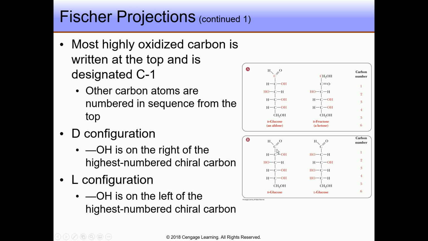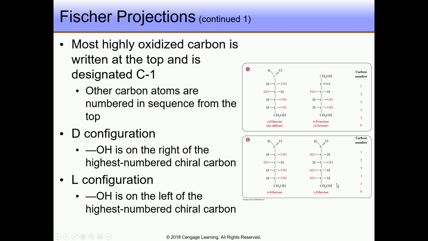Now this carbon is a chiral carbon because it is bonded with hydrogen, with an OH group, and with this group, and this whole forms 1 group. So this is a chiral carbon, this is a chiral carbon, this is a chiral carbon. This is the first chiral carbon. If the OH group is on the right side of the highest number chiral carbon, then this glucose is D-glucose. If it is on the left side, then this is L-glucose.